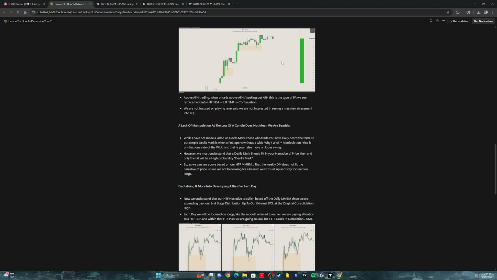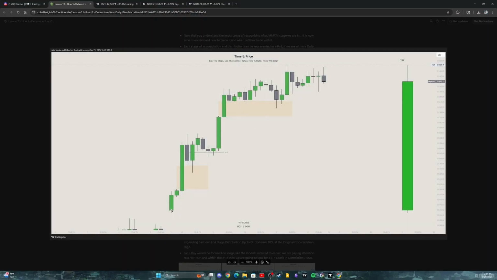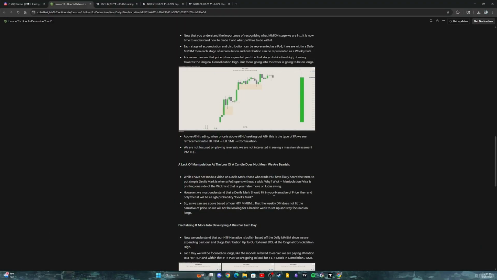So as you can see here, because we know that a wick means manipulation within our open, high, low, close. We have our open, we have a low, putting in the manipulation, followed by our expansion, our high, and then our close. Wick is manipulation, and we can see that, of course, yes, there's a wick, but overall there's a lack of manipulation down. Keep in mind, Devil's Mark needs to fit the narrative of price. Then and only then will it be a high probability Devil's Mark.